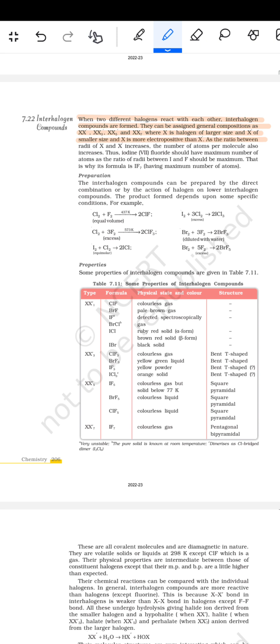As the ratio between the radii of X and X' increases, the number of atoms per molecule also increases. Thus, iodine heptafluoride should have the maximum number of atoms, as the ratio of radii between I and F is maximum. That is why its formula is IF7, having the maximum number of atoms.